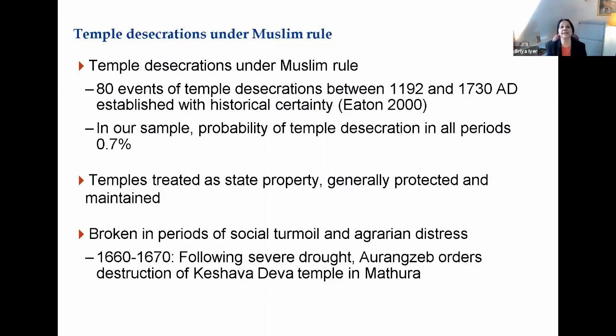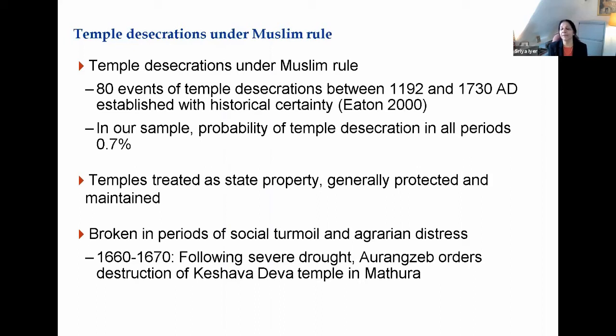So in our data, we're looking at temple desecrations under Muslim rule, and we use and record 80 events of temple desecration that occurred between 1192 and 1730 that are established with historical certainty. And we're using Eaton's data in this respect. Now, Richard Eaton wrote a very important paper, which was published in the Journal of Islamic Studies, published by your Oxford Institute of Islamic Studies, where he recorded these 80 events of temple desecration.